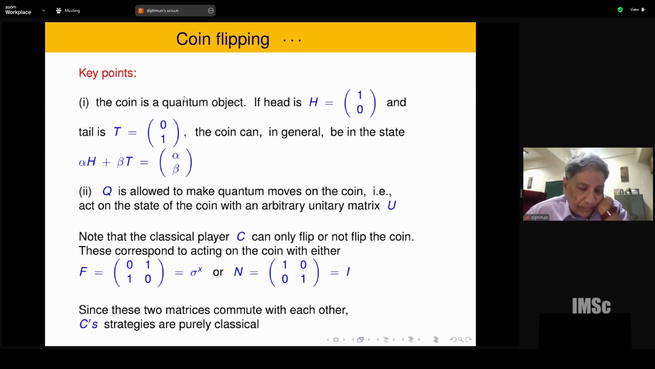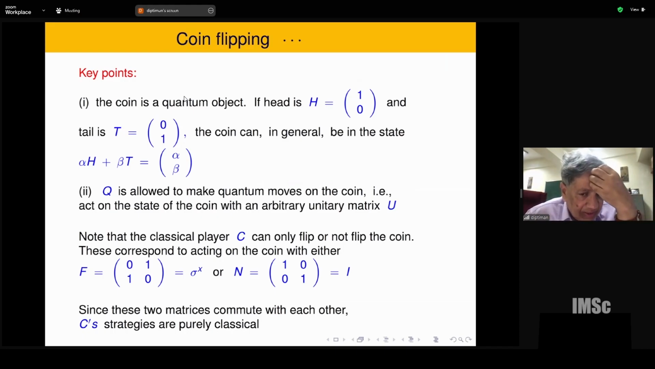So in other words, for example, if the coin is in the state (1, 0), Q can turn it into a state which is (1 by root 2, 1 by root 2). It's an equal superposition of head and tail. This would of course make no sense for a classical coin, but let's say this is the rule of the game for us.